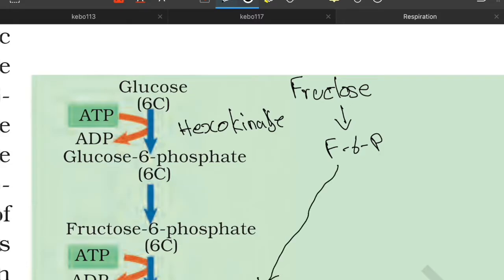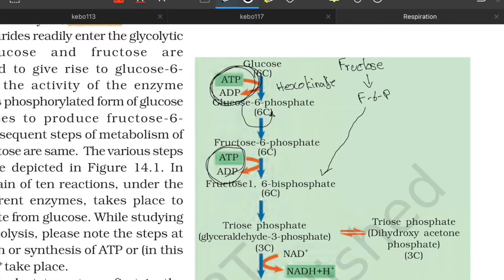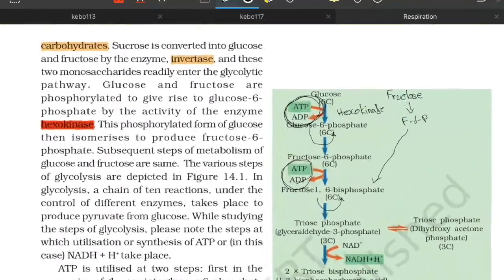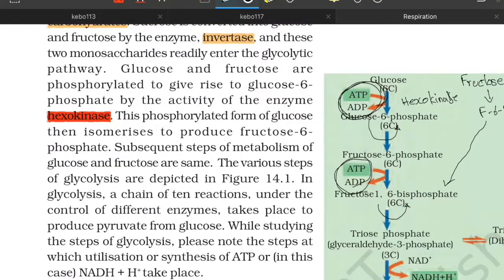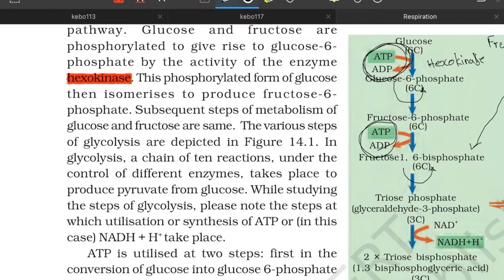And after that it's all common from there. You have to remember where ATP is utilized. When ATP is used, from triphosphate it becomes diphosphate. So that phosphate is going somewhere, and this phosphate is going into glucose to form glucose 6-phosphate. And the second time it is going to form fructose bisphosphate. Two phosphates are there. This phosphorylated form of glucose then isomerizes to produce fructose 6-phosphate. Subsequent steps of metabolism of fructose and glucose are the same.